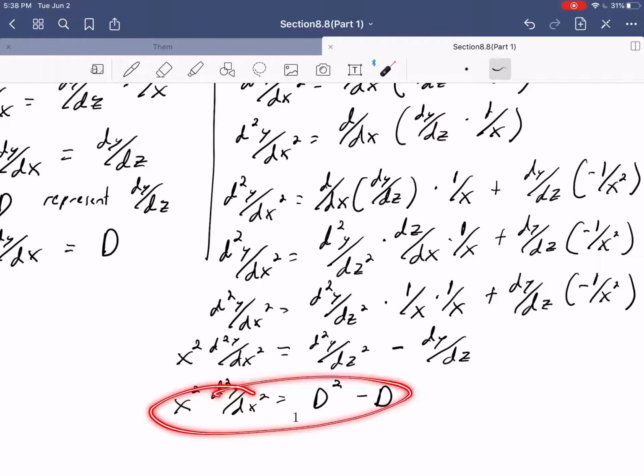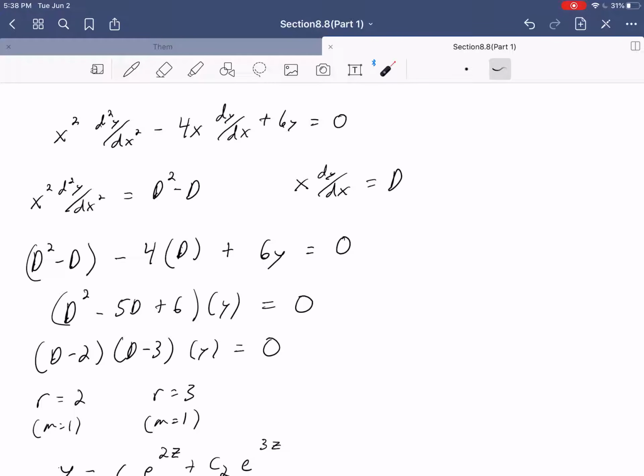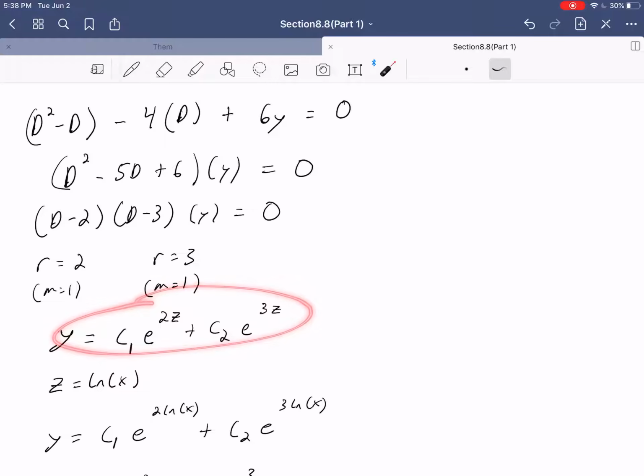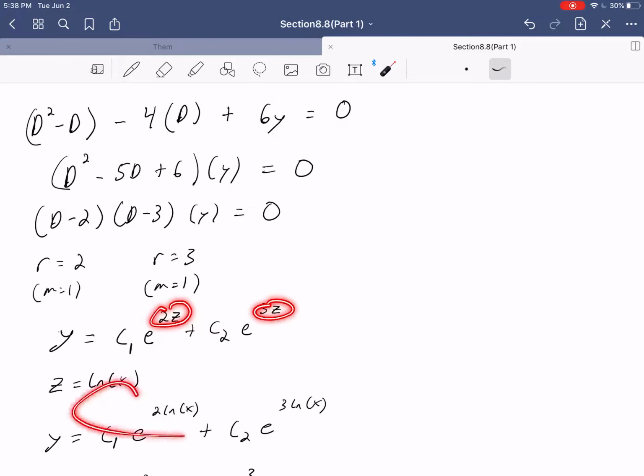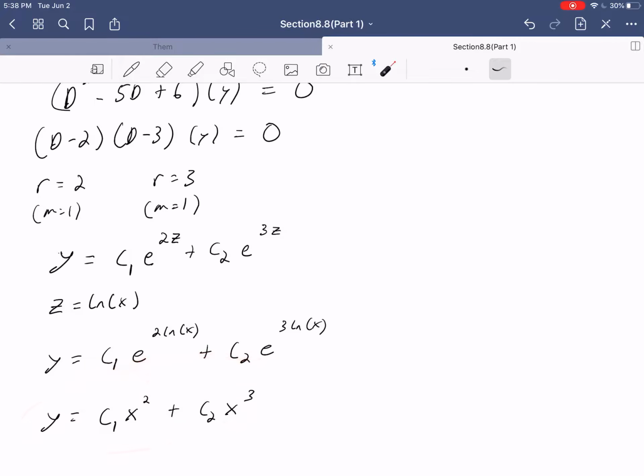So this introduced a little bit of a difference here. When we plug that in, what was originally x squared times the second derivative, minus 4x times the first derivative, plus 6y equals 0, actually became (d squared minus 5d plus 6) of y equals 0. And then we were able to factor that, look at the general solutions in terms of z, and then undo those substitutions to get our solutions in terms of x.